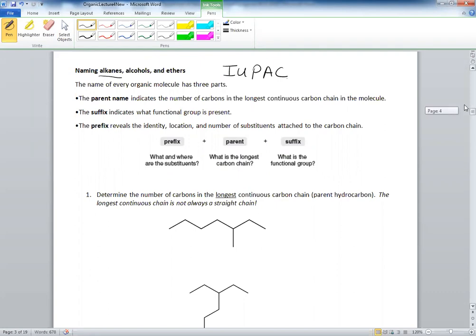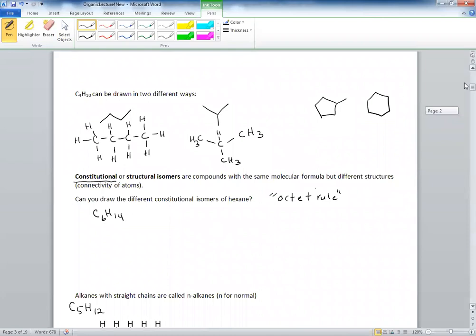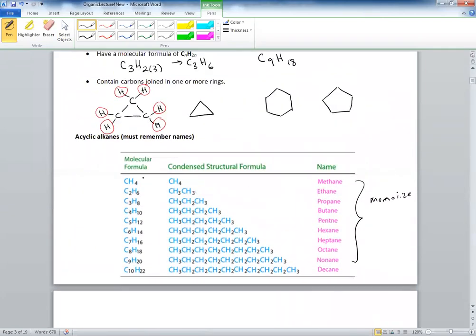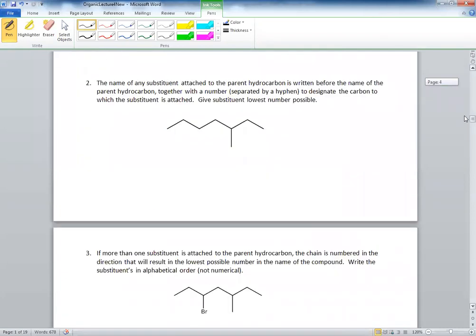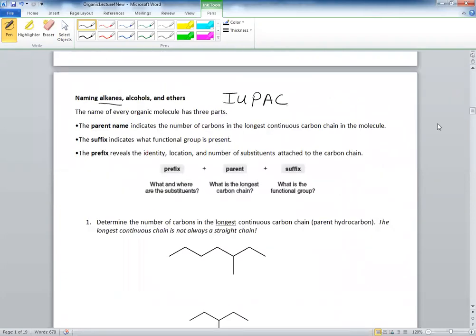So before we begin, you should commit to remembering all of these, the simple ones, from methane all the way to decane, 10 carbons. All of these should be memorized because you will see them all the time. And generally, there's no issue because you just work with them a lot. So if I have 7, that would be heptane. The suffix, which is at the end, indicates what functional group is present. So whether you have an alcohol or whether it's a simple alkane, it would end with that suffix.